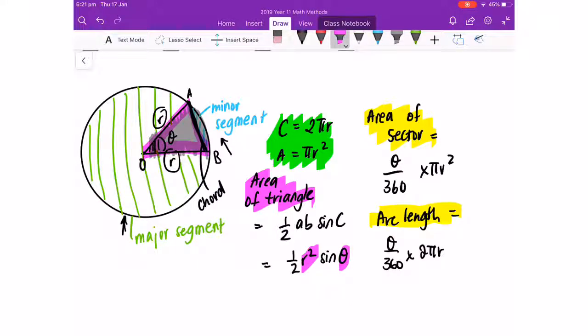All right. So those are some basics, just a basic introduction to arcs, areas, and segments. So tune into the next video to go through some examples.